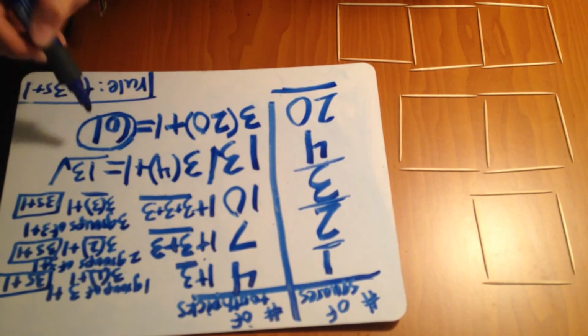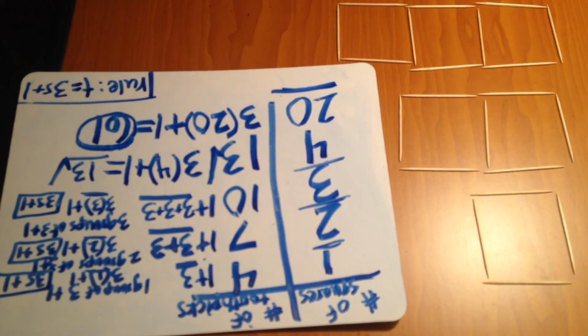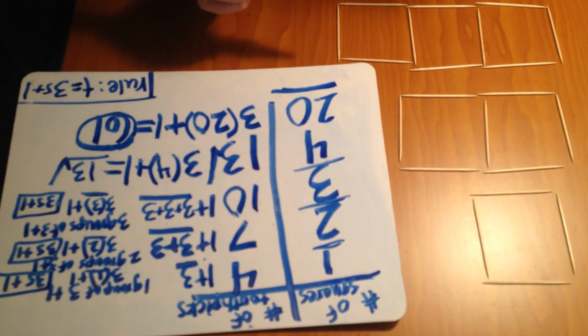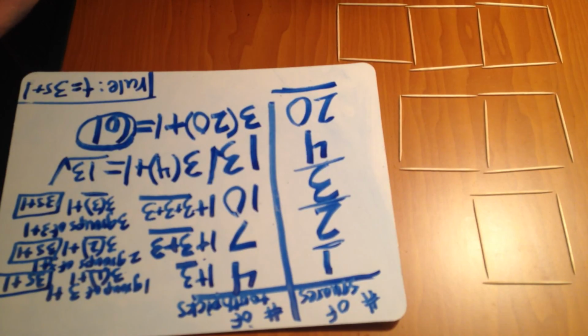So what we've done here, we've created a rule to make our lives easier. So we now know that we can find any amount of squares and find how many toothpicks make up those squares. We now know that we can find anything using this pattern rule. So thank you very much.